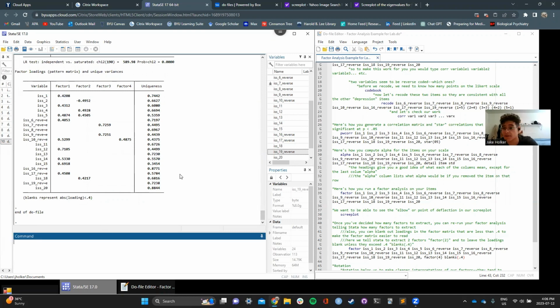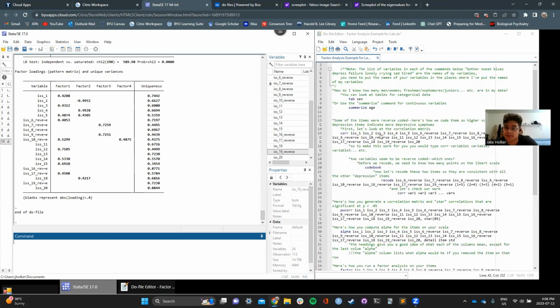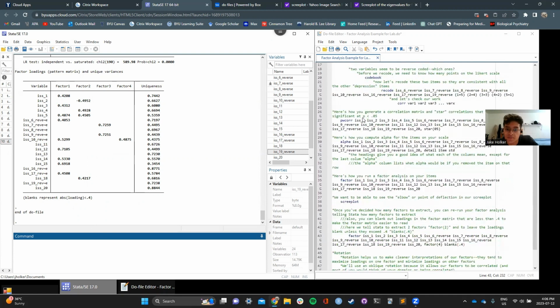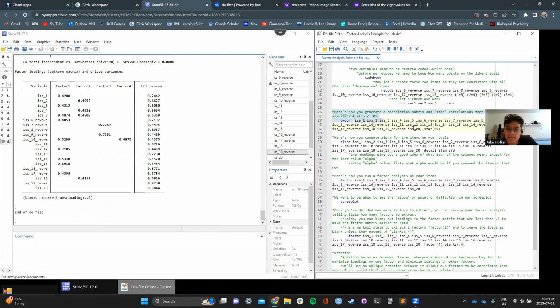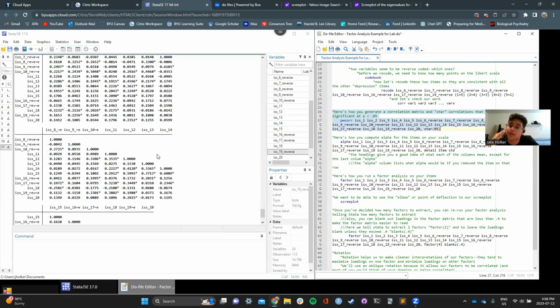So now that we're done with our factor analysis, we're going to go back to the very beginning of the file and look at what the results actually mean. So I'm going to rerun my correlation matrix. The reason we do this is because we want to look at the linear relationships between the items in our test.